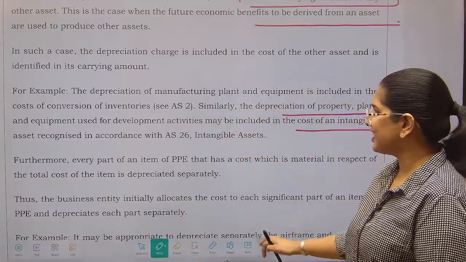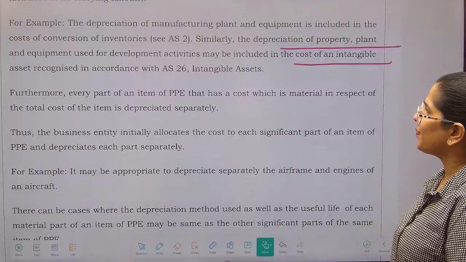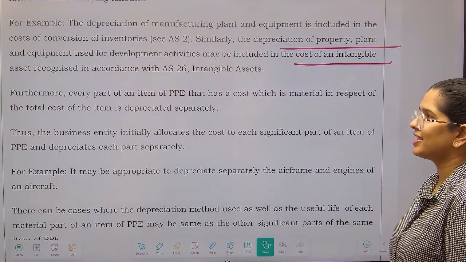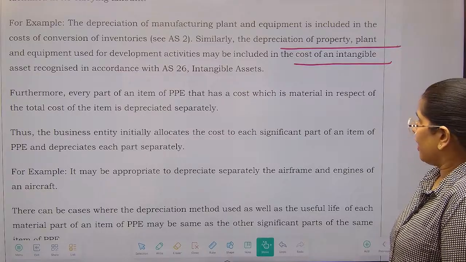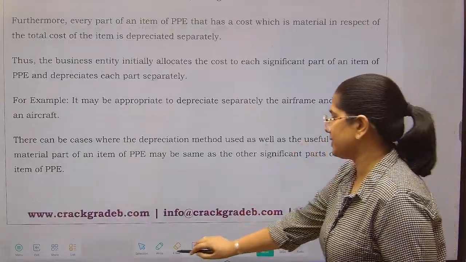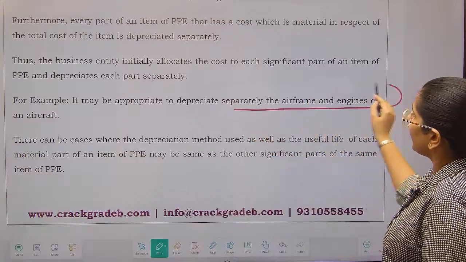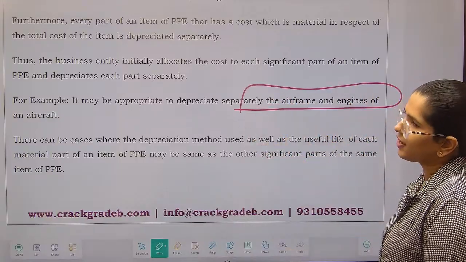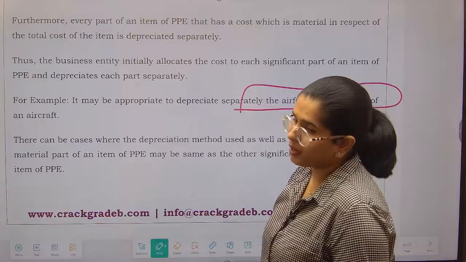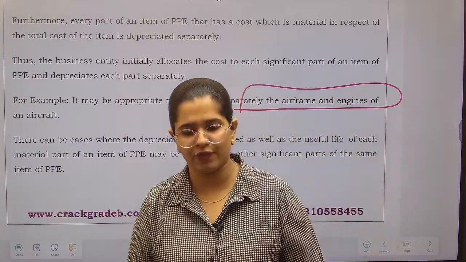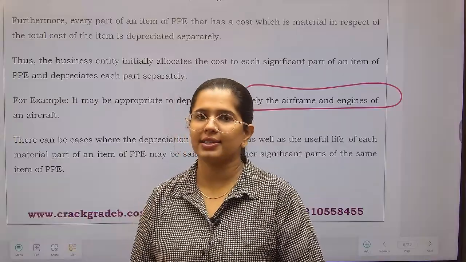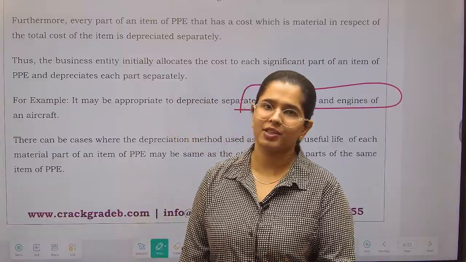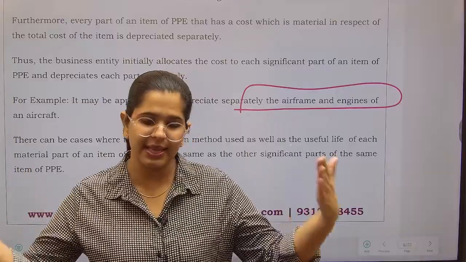Anyways, let's see this. Every part of an item of PPE that has a cost which is material in respect of total cost should be depreciated separately. For example, इसका example यहाँ पे आपको दिया हुआ है. Airframes as well as the engines of aircraft will be depreciated separately because they have got a separate identity of their own. ठीक है, उनकी खुद की अपनी एक separate identity है. They have got a significant value attached to them, and that is why you are going to depreciate them separately.